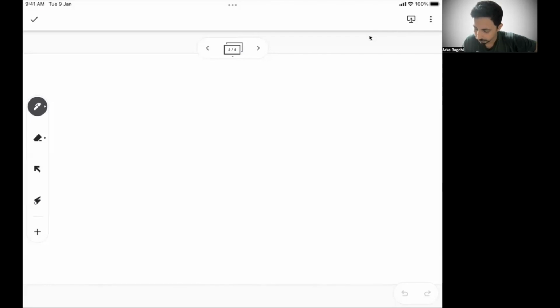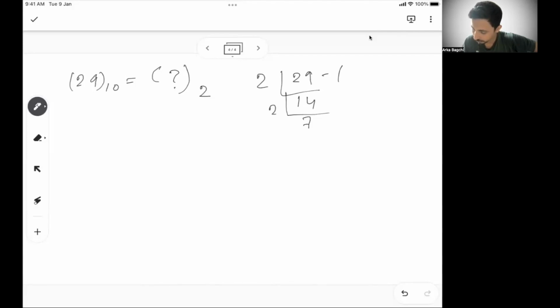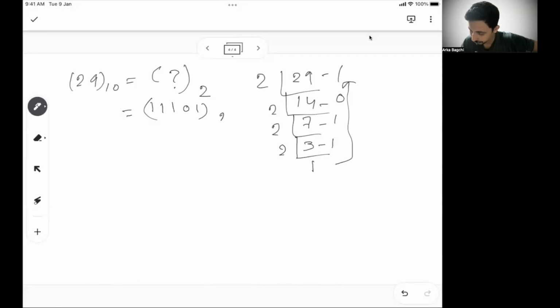So let's say I have 29 in base 10. I have to find out what it is in binary. So I'll start dividing 29 by 2. I get 14, remainder 1. Then 2 into 14 gives 7, remainder 0. Then 2 into 7 gives 3, remainder 1. Still not less than 2, so I can do it again. Now it is less than 2 and I have 1. So starting from here, go up: 1, 1, 1, 0, 1.